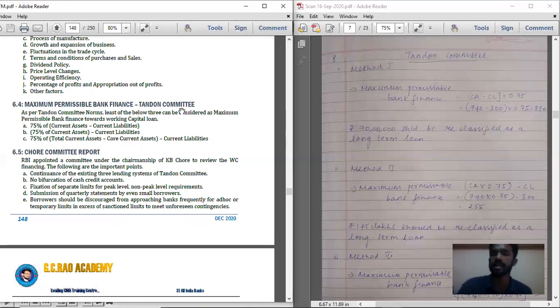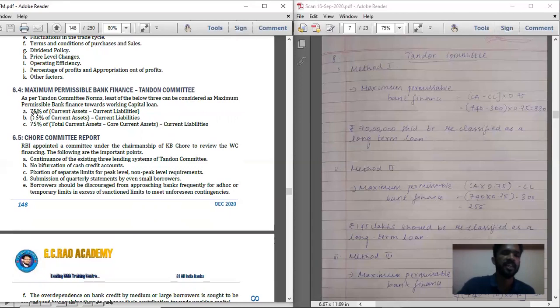The Tandon committee has set up three methods of calculating the maximum loan that can be allowed as a working capital loan. Suppose I'm doing a business and the bank is giving me a working capital loan. My working capital loan will be allowed for a certain limit based on the maximum permissible bank finance mentioned by the Tandon committee. So what are these three different methods of calculating the maximum permissible bank finance towards working capital loan?